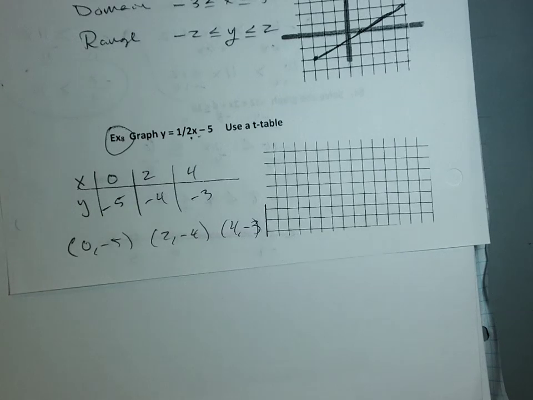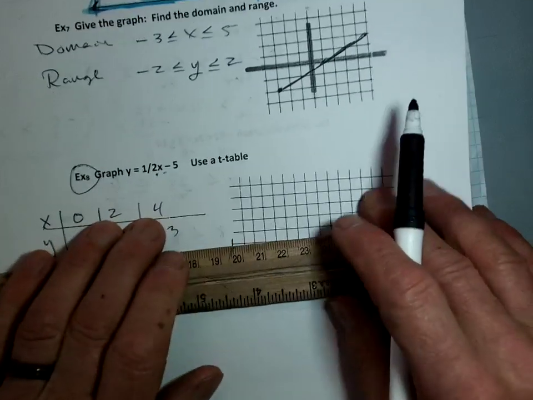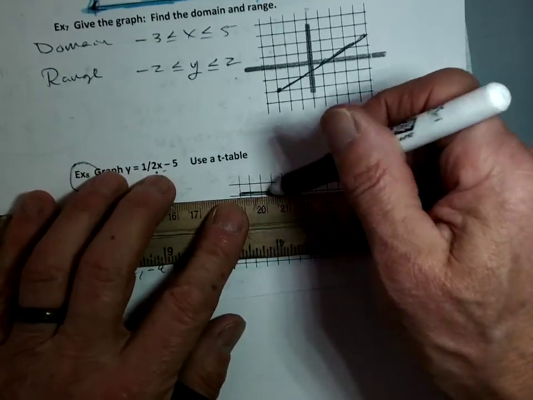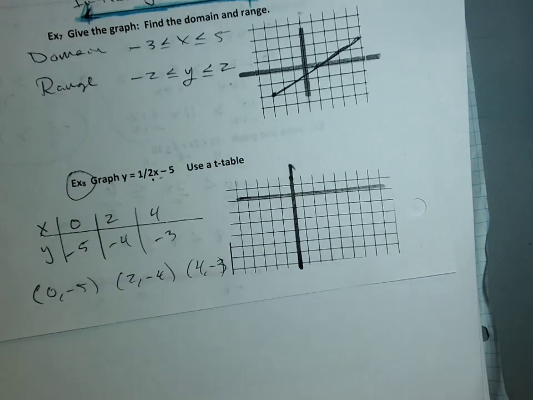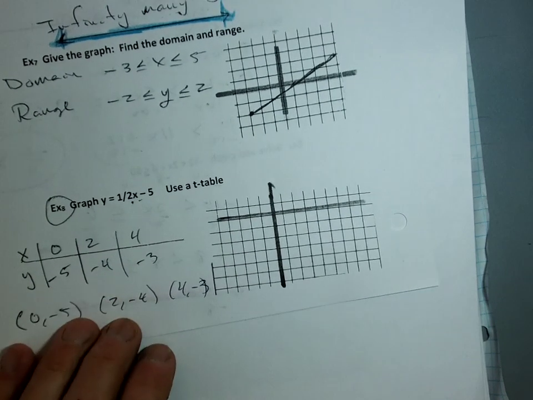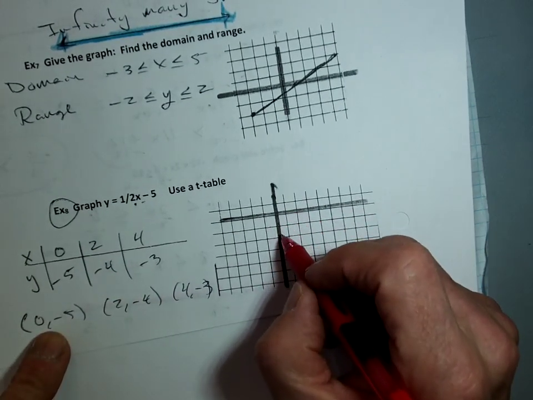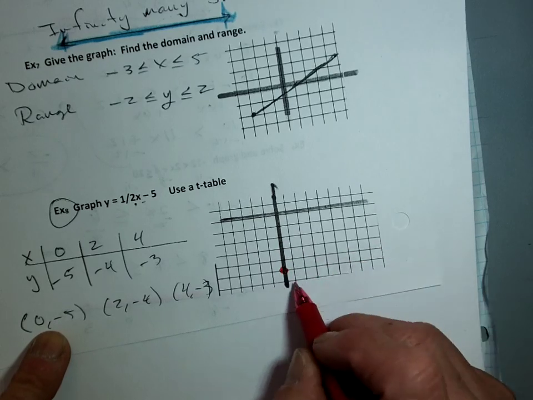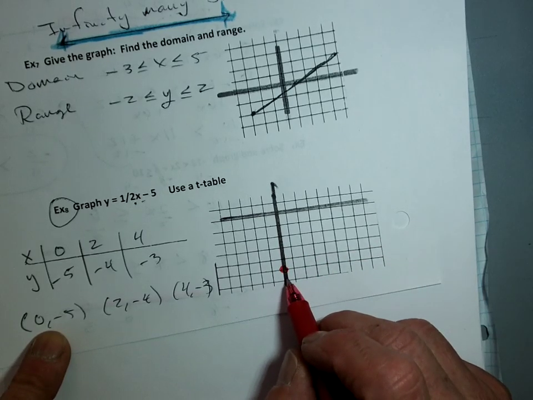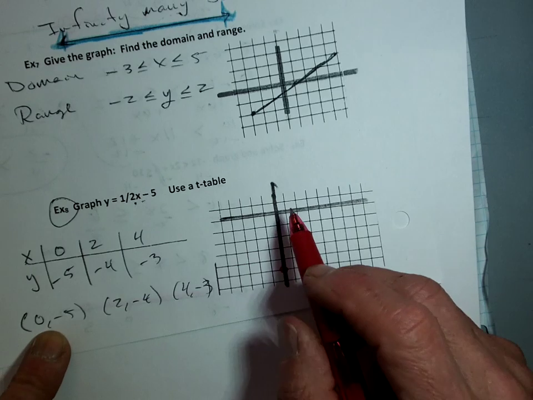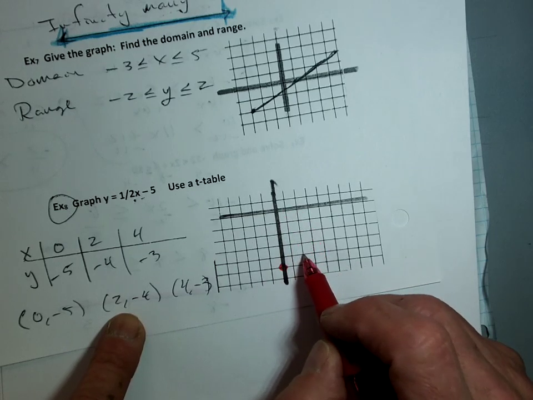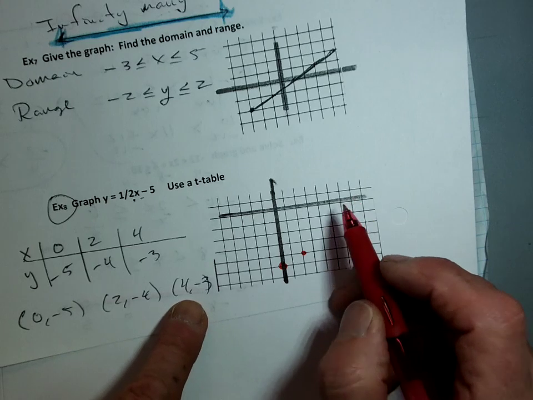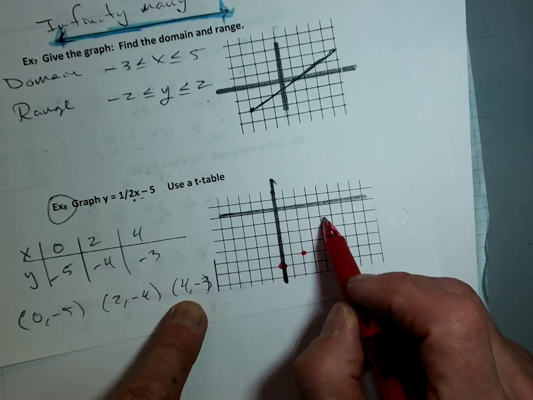These are really points. So if I have to graph this, I'm going to go ahead and get my ruler and try and draw on a graph here. I'm going to do it like this because I do know that negative 5 is in there. So if I need to graph 0, negative 5: over 0, down 5. Then 2, negative 4, so over 2, and down 4. And then 4, negative 3: over 4, and down 3.